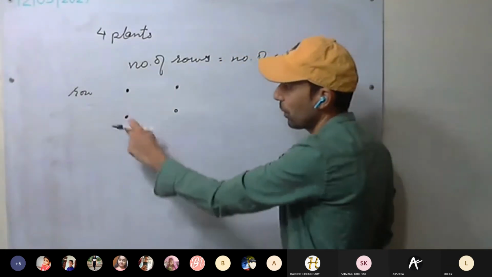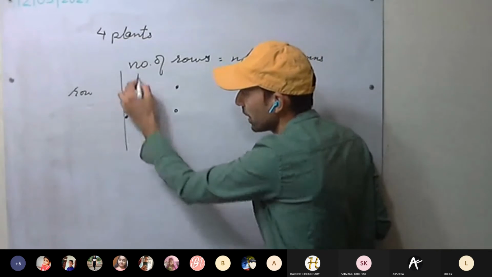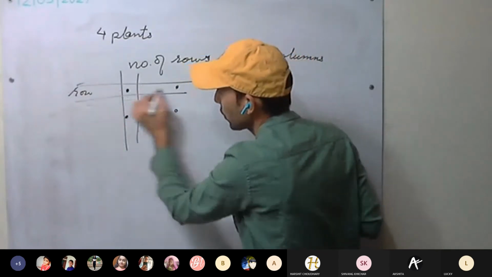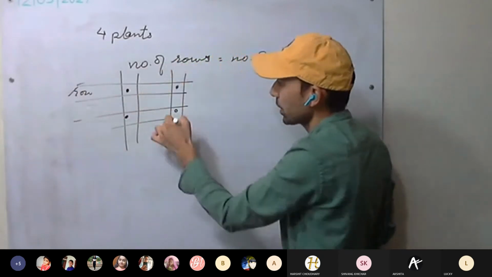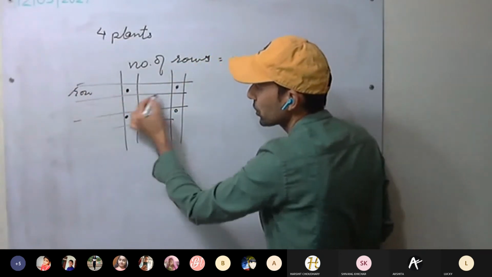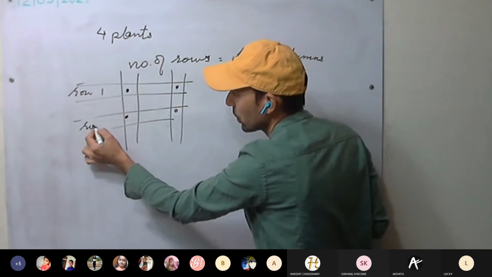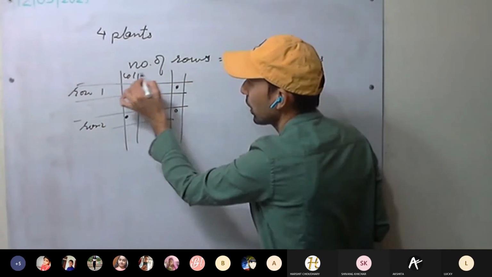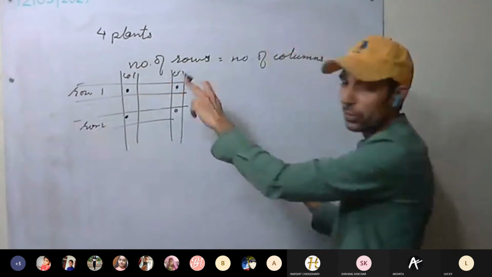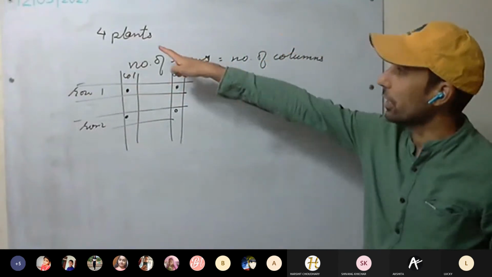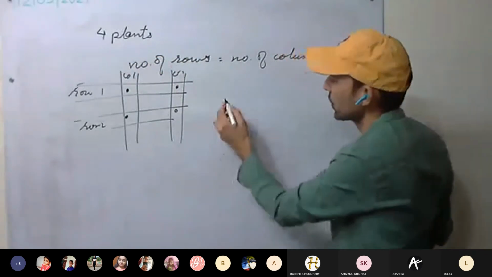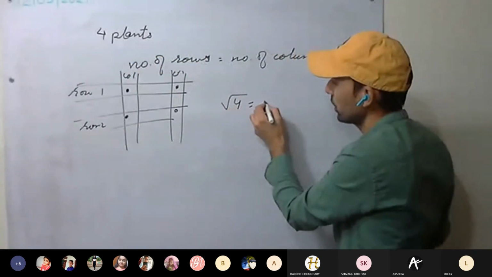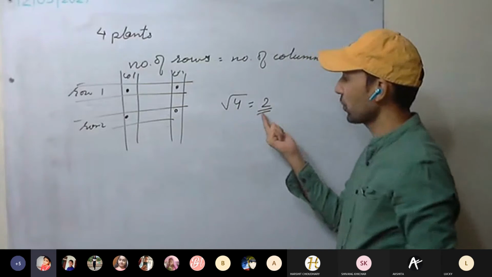In the form of a square. In a row, 2; in a column, 2. How many rows? Row 1, row 2. Column 1, column 2. Number of rows equal to number of columns. So what do you have to calculate? Square root of 4, which is 2. So number of rows is 2, number of columns is 2.